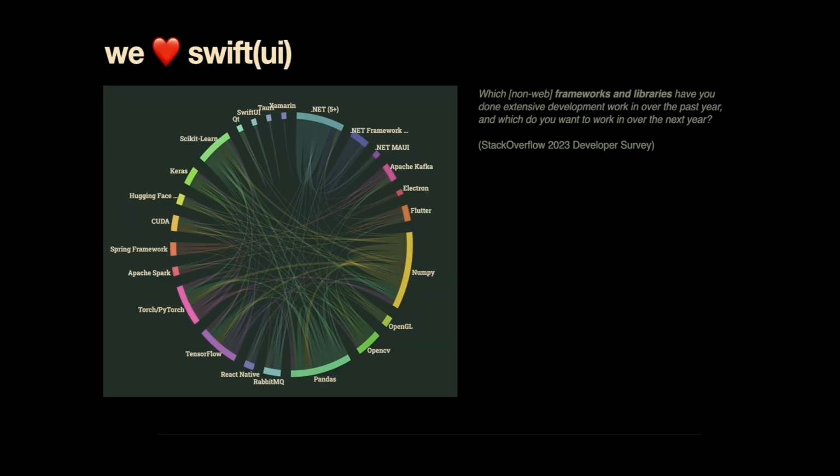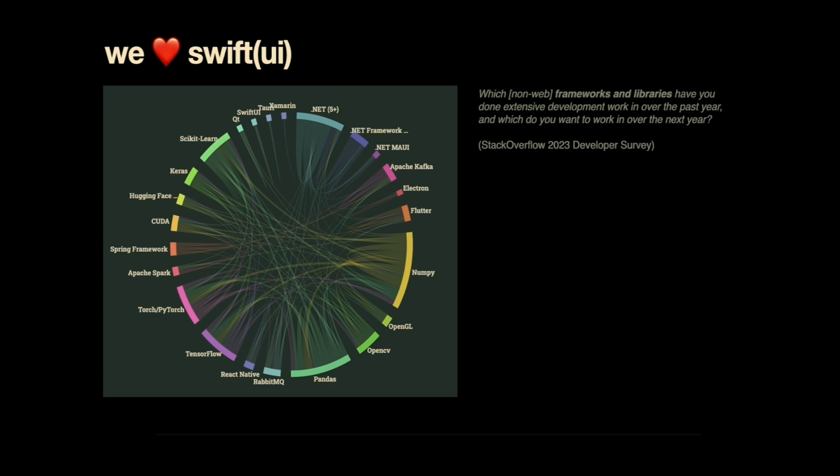OK, time to get a little bit meta. So I was looking for some statistics for this talk, and I saw this graph in the Stack Overflow 2023 developer survey. So it asks, which frameworks and libraries have you done extensive development with over the past year, and which ones do you want to work with over the next year, right? So you can see that these nodes are basically connections between what people have worked on and what people want to work on, right? And I saw something really interesting here, which is that with SwiftUI, there seems to be a visual glitch, right? Like, there's just that little pointy spoke there.